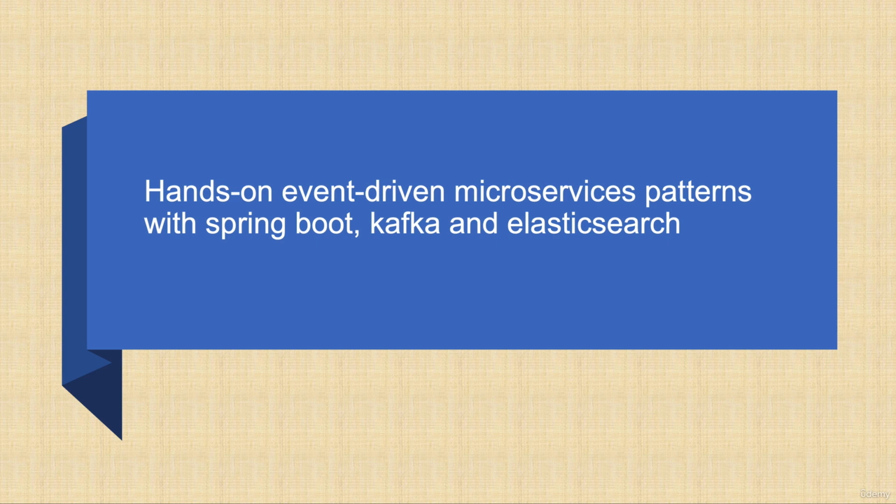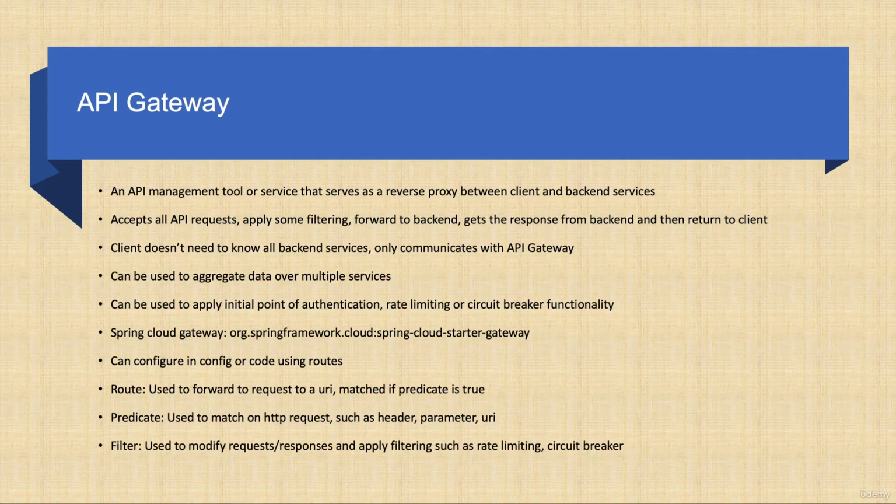Hi everyone, in this section, we will integrate an API gateway to our architecture. Let's go over the API gateway properties. An API gateway is an API management tool or service that serves as a reverse proxy and routes requests from client to server. It accepts the request as a first contact point and applies some filtering on requests before forwarding it to the backend service. The client can only know and communicate with the API gateway, and backend services can be hidden from the client in case we use an API gateway.